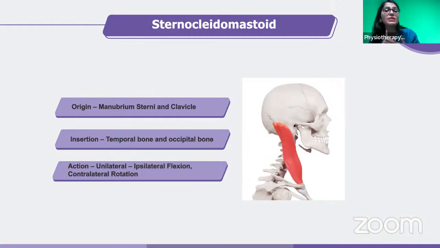Why contralateral rotation? Because it has gone backside, right? It got inserted into the temporal bone and occipital bone. That's the reason why we can see contralateral rotation. Hope you understood sternocleidomastoid. So I think you might have got the answer for the first question. So those who gave the wrong answer, you lost your chance to win. I mean, your chances of winning are reduced.